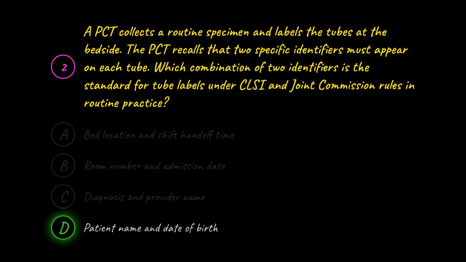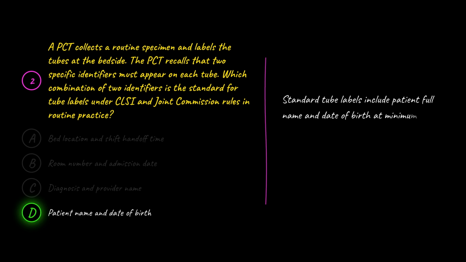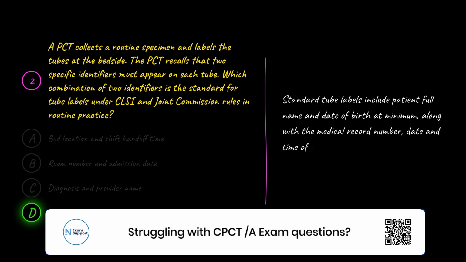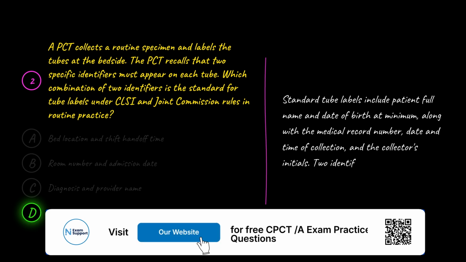The correct answer is D. Patient name and date of birth. D is correct because standard tube labels include patient full name and date of birth at minimum, along with the medical record number, date and time of collection, and the collector's initials. Two identifiers must be patient-specific.